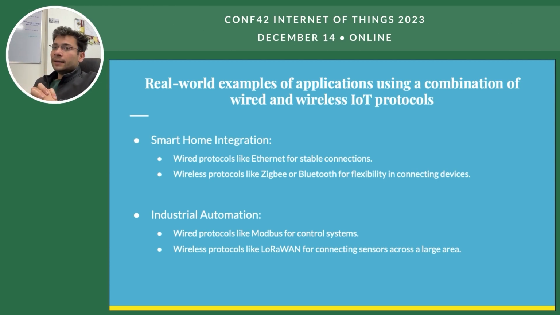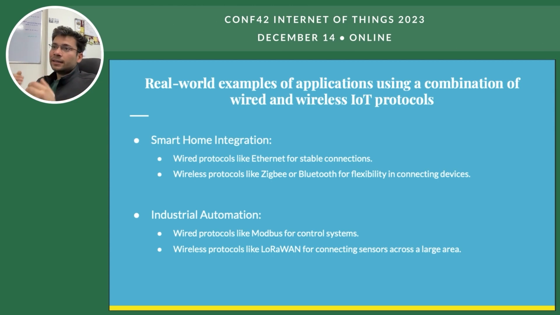Similarly, in industrial automation, suppose we have a factory where machines work together to manufacture products. Those machines will be controlled by a protocol, let's say Modbus. And in that smart factory, there are various sensors, let's say temperature and humidity sensors, to track the working conditions of the factory. For those sensors, we can have a protocol like LoRaWAN to send the data to the server. So in short, any IoT system will be using wired as well as wireless protocols.